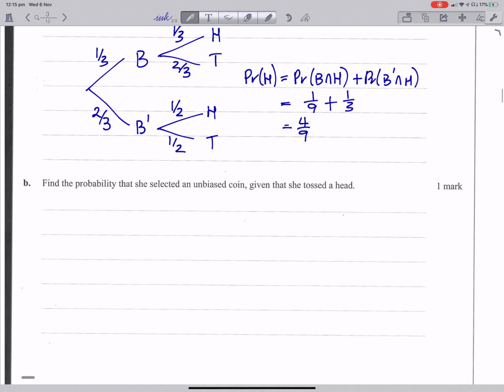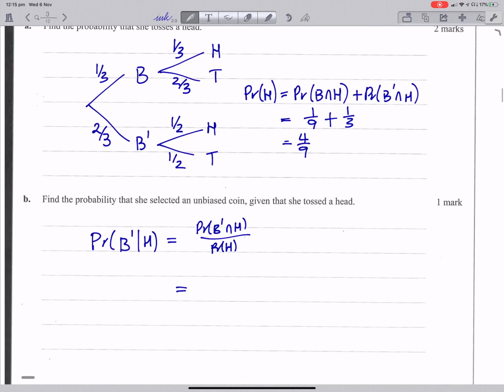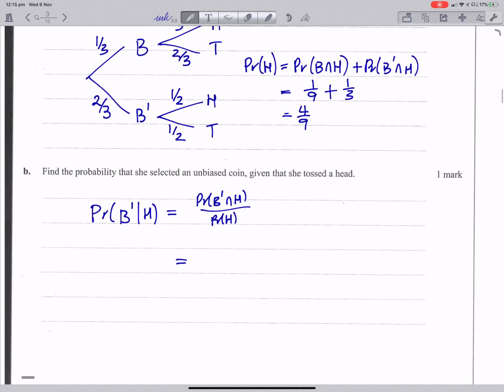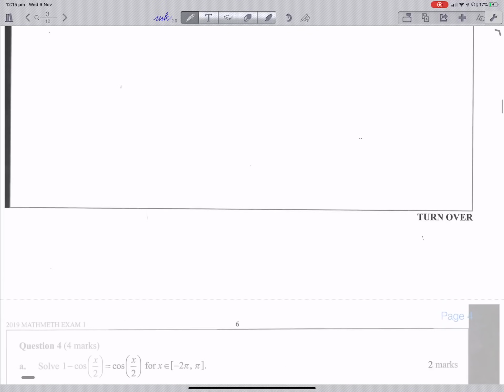Find the probability that she selected an unbiased coin given that she tossed a head. Probability that it's unbiased given that she tossed a head is unbiased and a head, over the probability of a head. We know that unbiased and a head is 1/3, or 3/9, over a head, which is 4/9. So therefore it is 3/4. Not too bad so far.